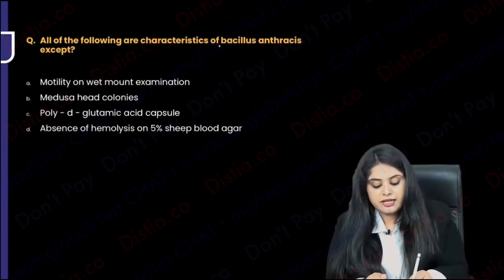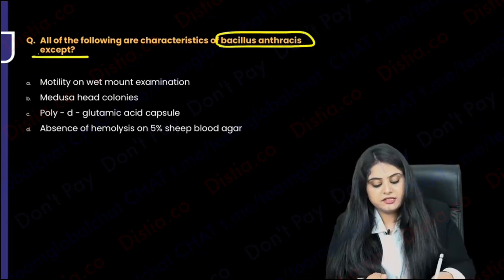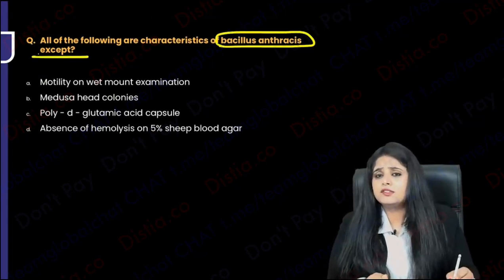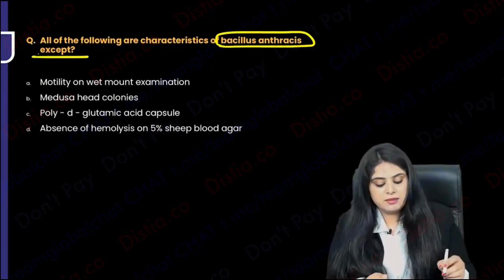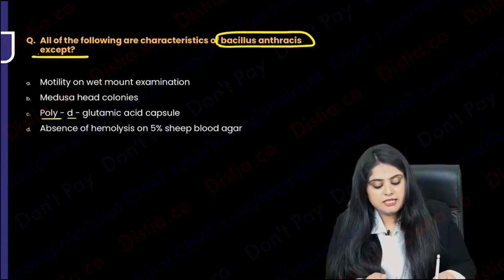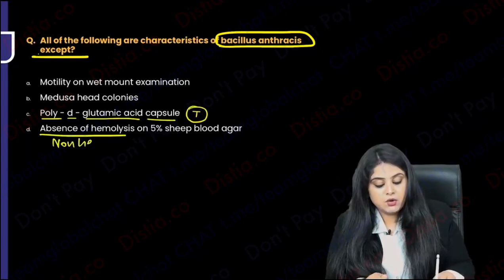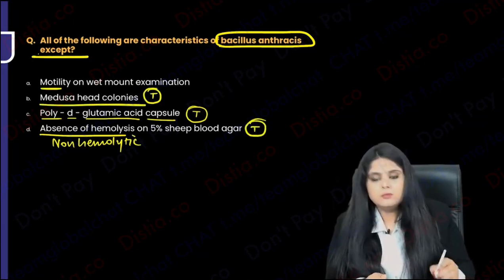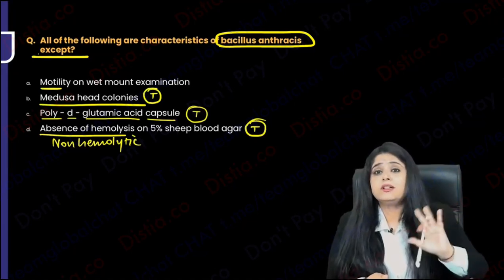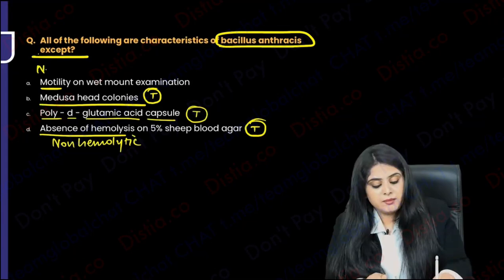All of the following are characteristics of Bacillus anthracis, except. Remember, Bacillus anthracis is the one that says everyone else may break, but I am not going to break. So tell me, does it have a poly-D-glutamic acid capsule? Yes. Is it non-hemolytic? It says, I will not break the blood. Yes, it is non-hemolytic. Correct. Does it have Medusa head colonies? Correct. Is it motile? Does it break and run off? No, it doesn't break anything. It is non-motile. That was the rule. So which of the following is the wrong statement over here?